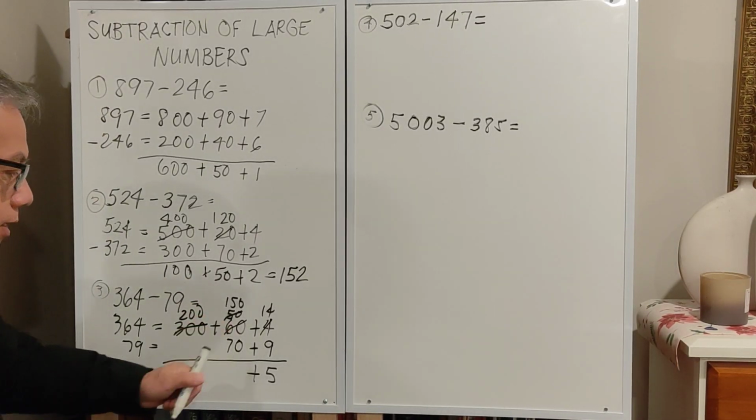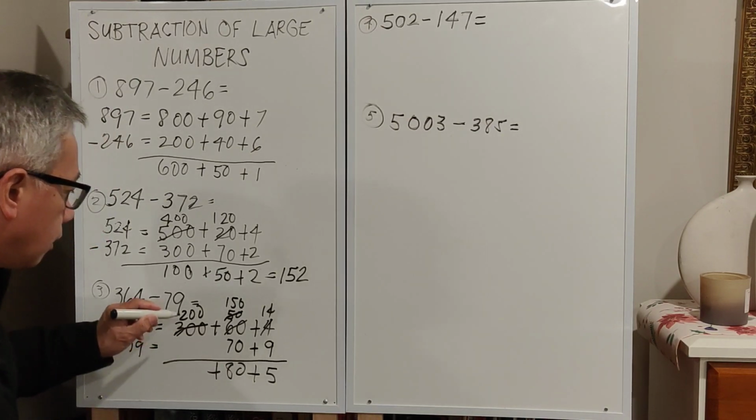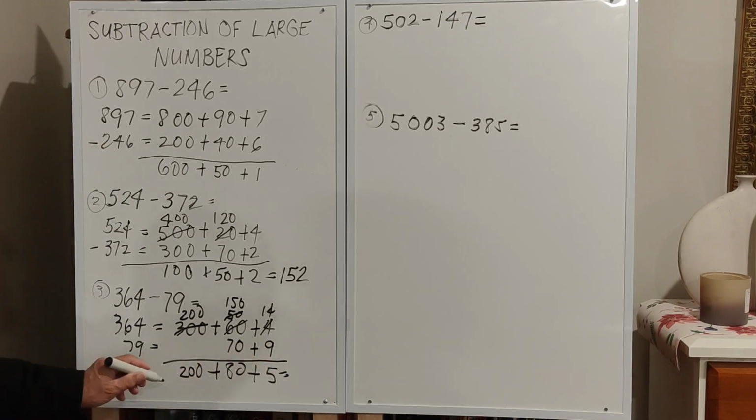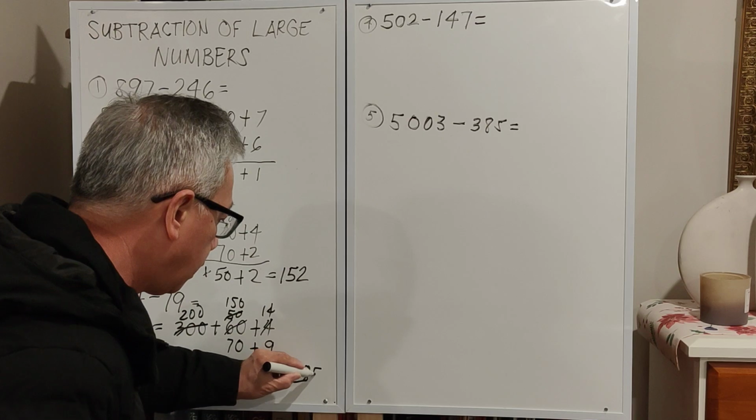So 150 minus 70 is 80. And then 200 minus 0 is 200. And then we combine. 200 plus 80 plus 5 is 285.